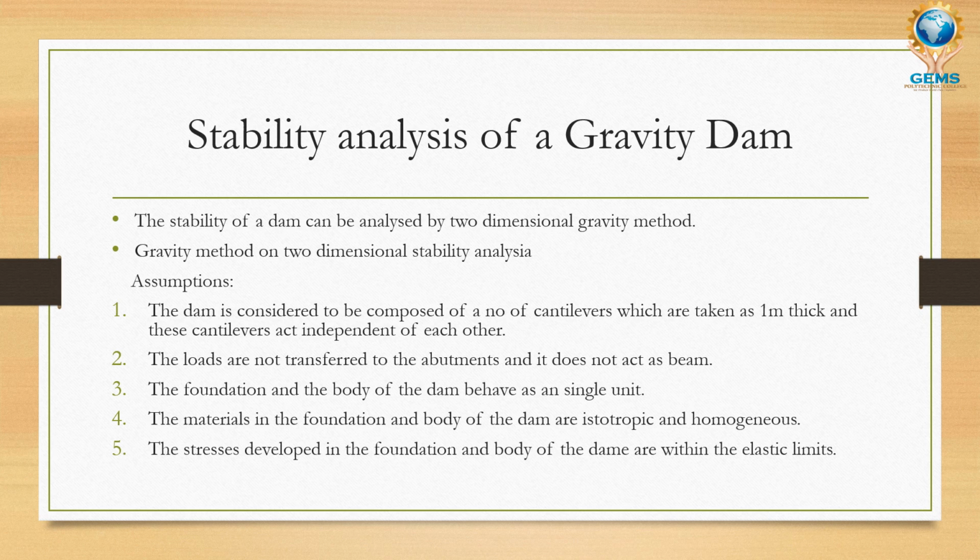The gravity method of 2-dimensional stability analysis has the following assumptions. The first one is that the dam is considered to be composed of a number of cantilevers which are taken as 1 meter thick, and these cantilevers act independently of each other, which means that you consider a dam like this.